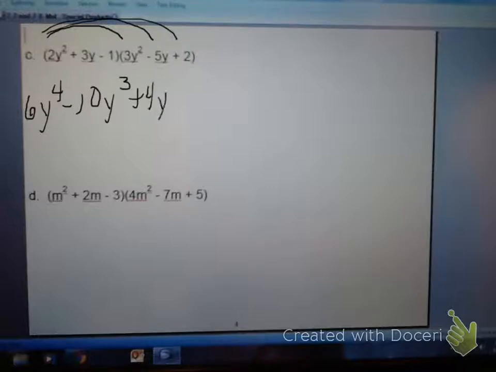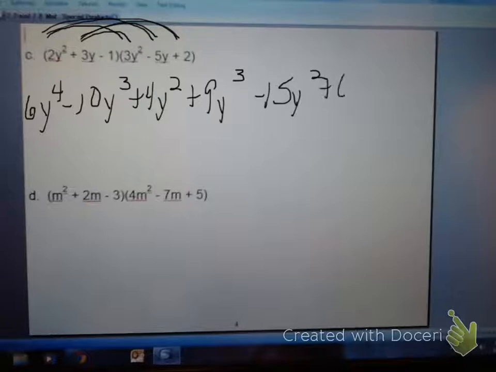Plus 4y squared. Okay, now we're going to multiply 3y times everything. That's 9y cubed. 3y times a negative 5y is a negative 15y squared. Plus 6y. Okay, now I'm going to multiply negative 1 times everything. So that's a negative 3y squared. I'm running out of room. Plus 5y squared. Plus 5y. And then minus 2.